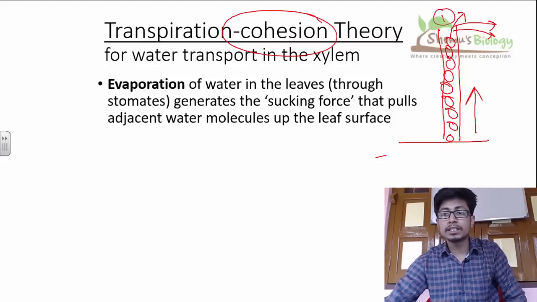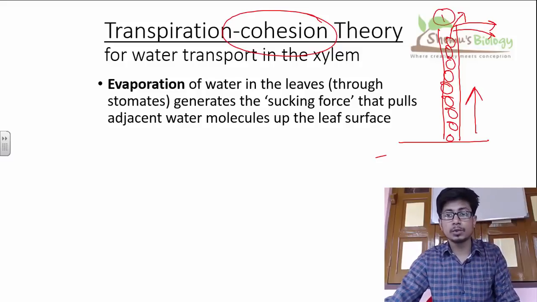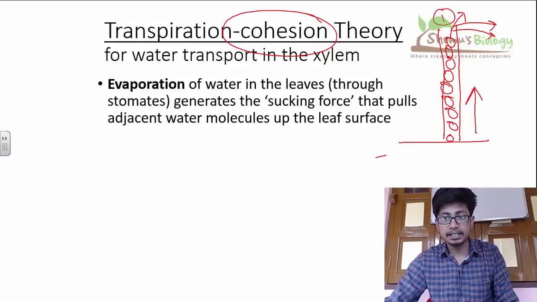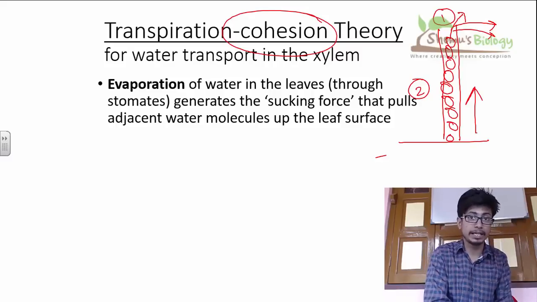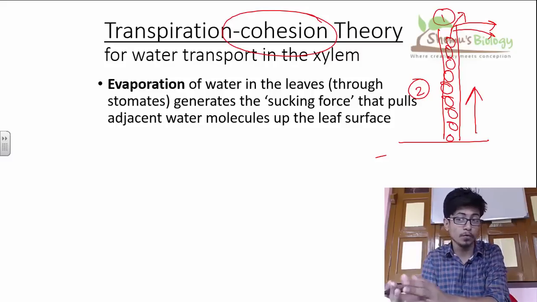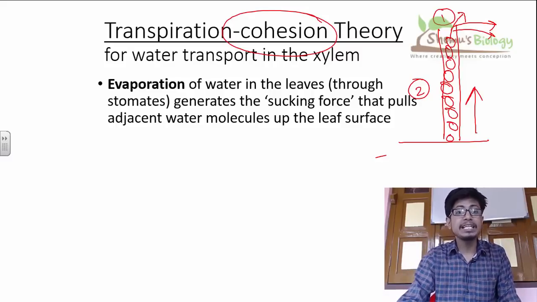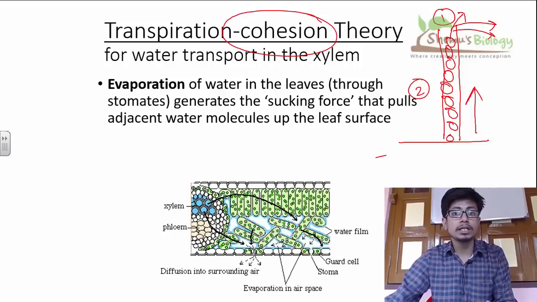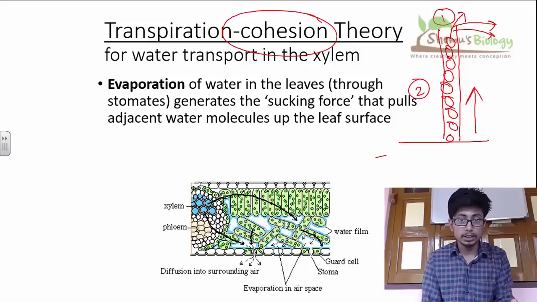So this is the first thing that we need to do, that is to create a pressure. And the second thing is that due to that pressure, cohesive force will take action and the water molecules will move. So the first thing, we need evaporation to build that pressure. Evaporation of water through the leaves occurs through the stomata.